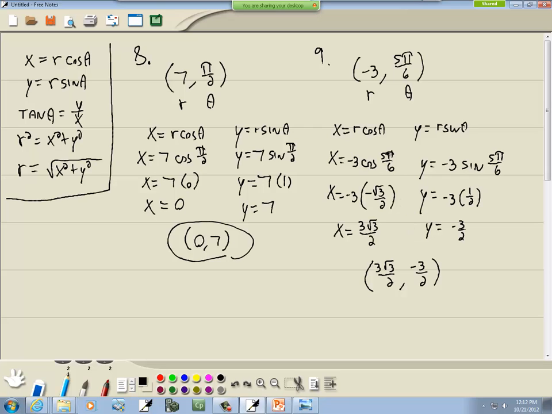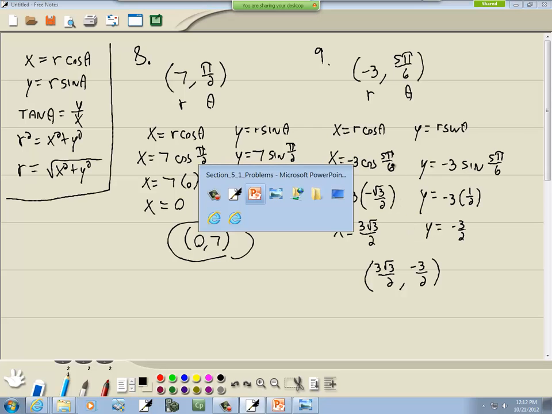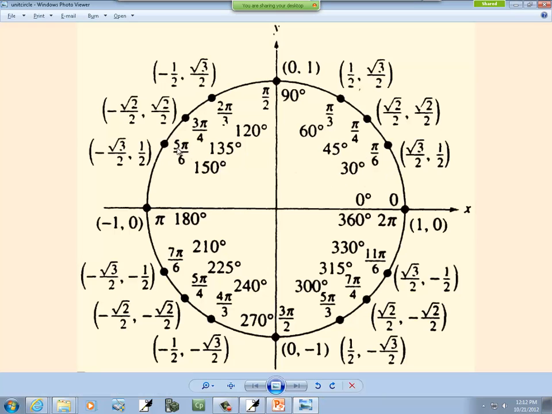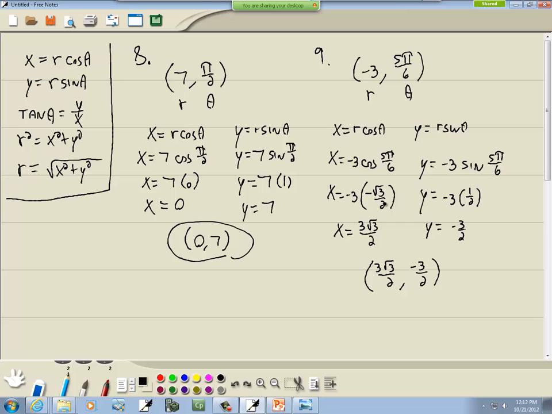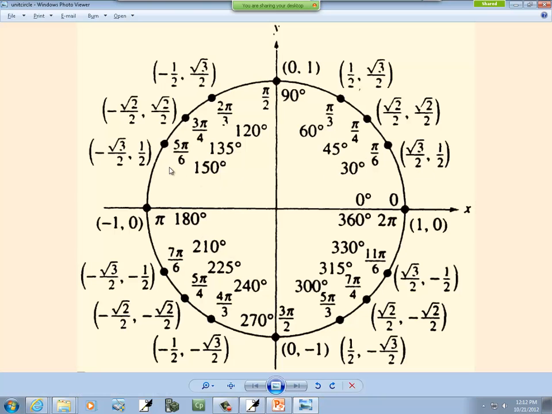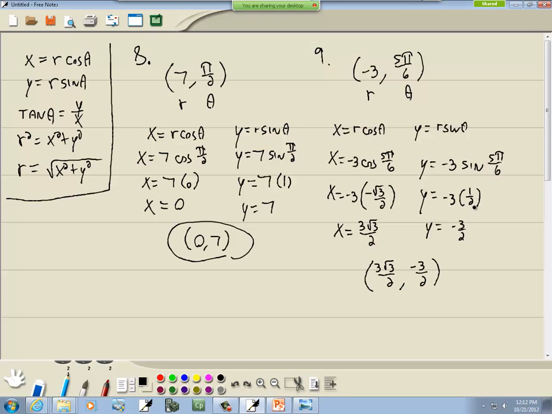Now again, if I look this up, cosine of 5 pi over 6, here's 5 pi over 6, cosine is our x part, which is negative square root of 3 over 2. Which is where I got that. Negative negative is positive. Sine 5 pi over 6. Here's 5 pi over 6. Sine is our y, which is 1/2. Which is where I got that. So that's our answer.